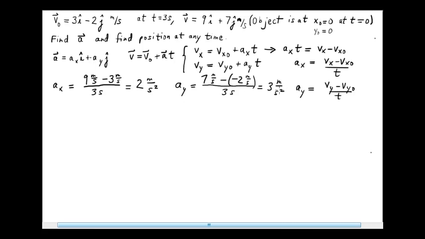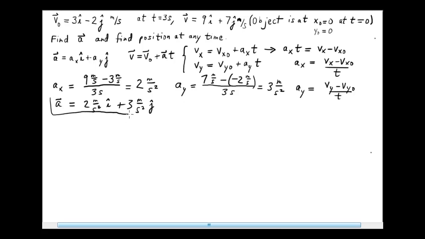So we've got ax, we've got ay. Now, finally, a, which is what we asked for. We were asked for the acceleration vector. A is equal to ax i hat plus ay j hat. So it's 2 meters per second squared i hat plus 3 meters per second squared j hat. And we're done. That's all there is to do.